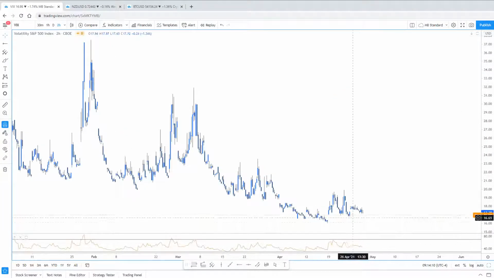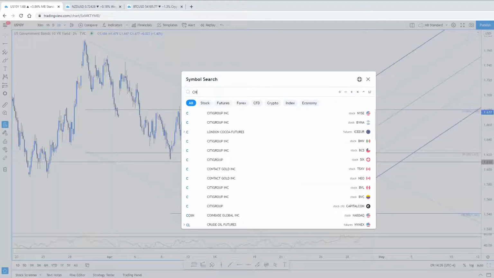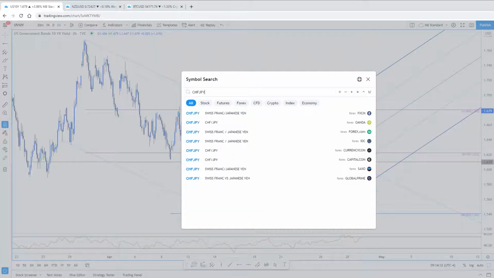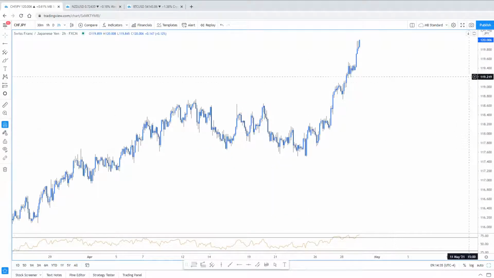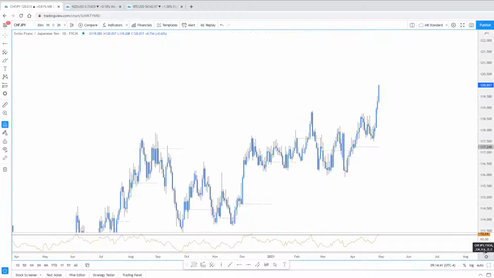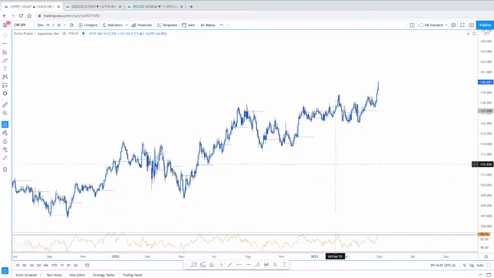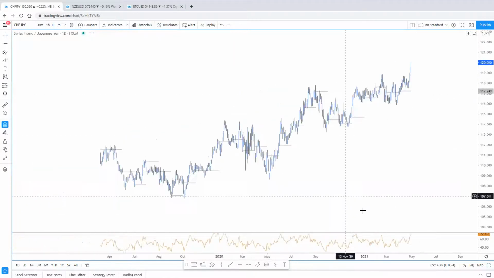Just a quick look at the VIX. That's still pretty pathetic, but we expect that to change in the days ahead. So Martin, sterling, or I'm sorry, Swissy yen. I'm not sure on this one, Martin. I might be bearish. All right, so you got a major breakout to fresh yearly highs.